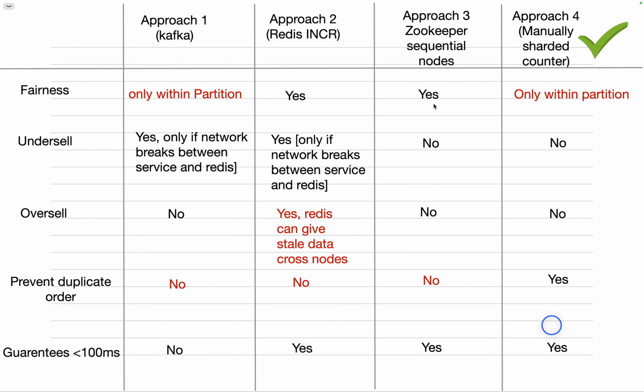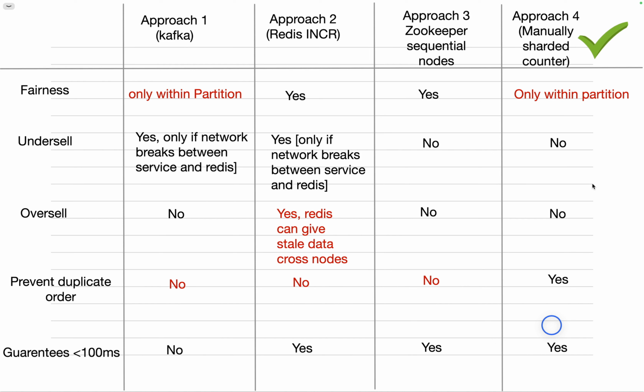If you talk about Zookeeper, it does everything except for this duplicate order, which you can anyway handle using some other persistence database or something. But it does pretty much everything. You can see that it handles fairness, undersell, oversell, just that it's a ready-made solution, and many times people don't prefer to talk about the ready-made solutions. That's the only problem I see here.